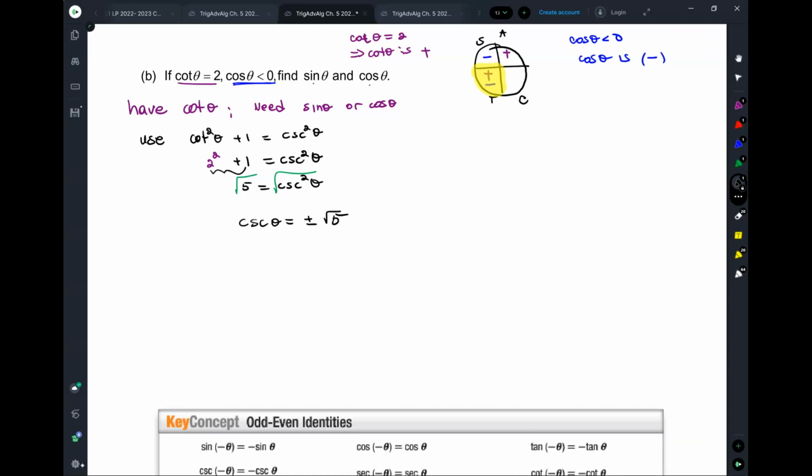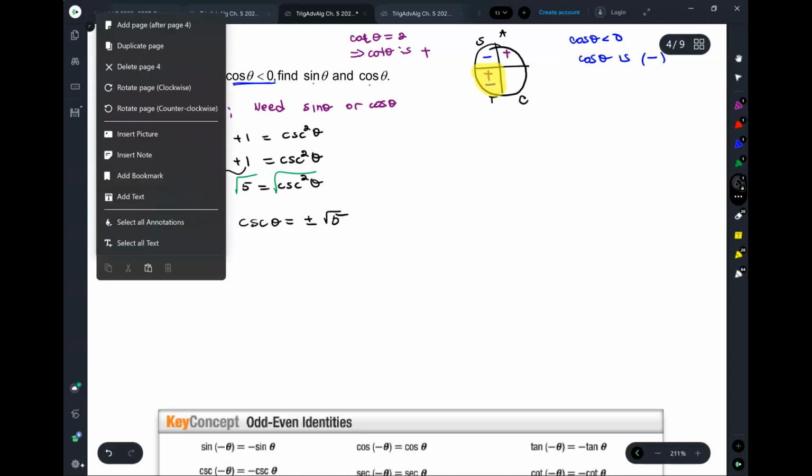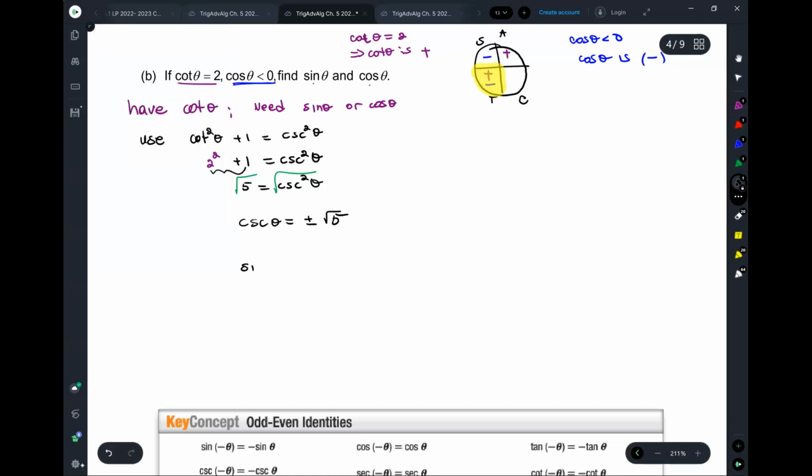Okay, I have cosecant, but I really needed sine or cosine. But that's cool, right? Because sine is what? Plus or minus 1 over root 5. So now we have to decide, is it the plus or the minus? What quadrant are we in? Third. Is sine negative or positive in that quadrant? Negative. Negative, so I got to take the negative. Okay, so sine of theta is negative 1 over root 5. Yay.